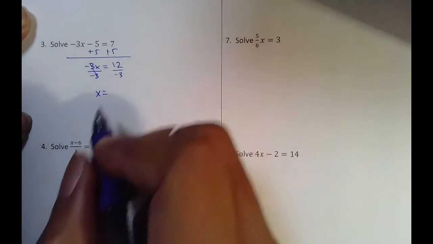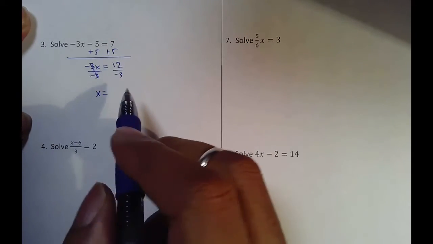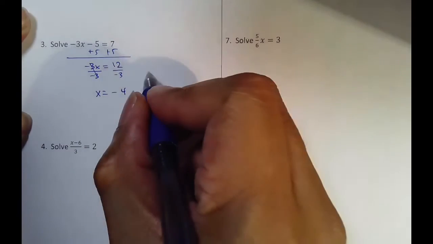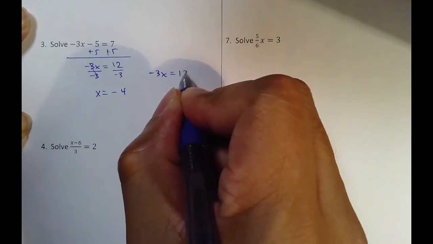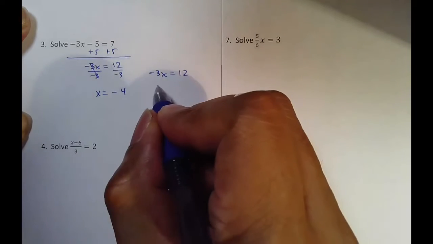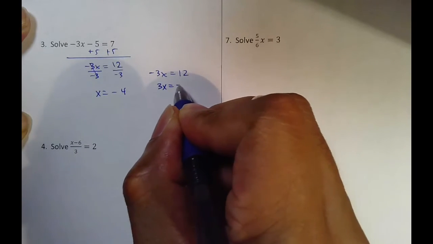Keeping in mind that whenever you multiply or divide and the signs are different, your answer is negative, and 12 divided by 3 is 4. Now there is another way to do that if you don't like that. And that is, anytime you have a negative number attached to x, you simply switch both sides.